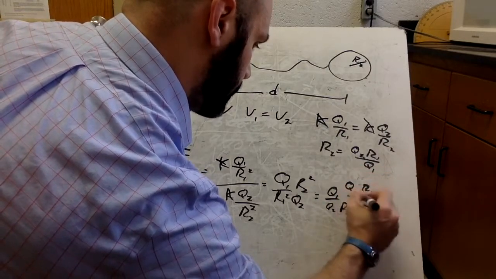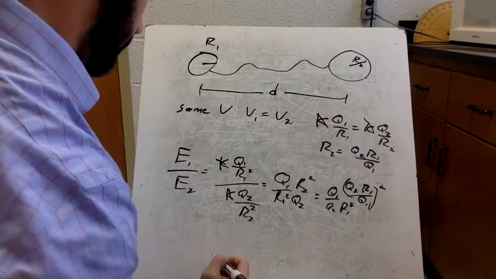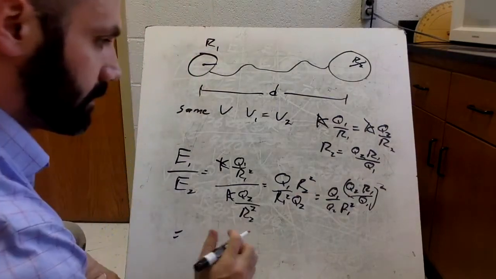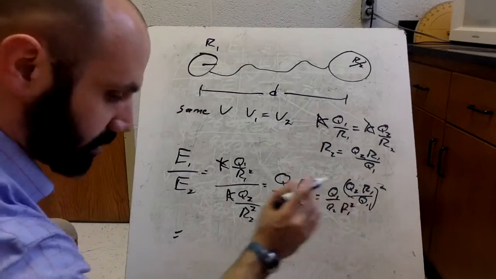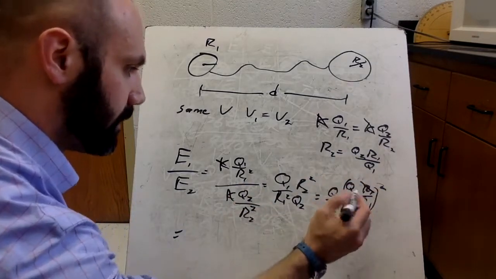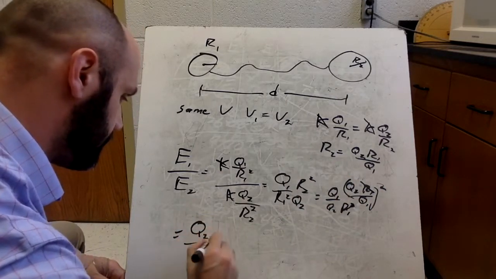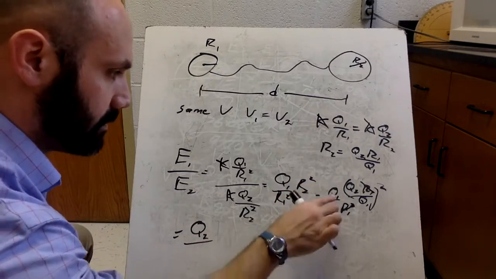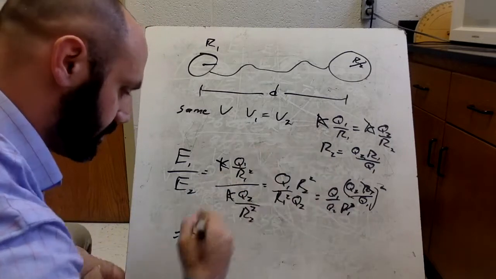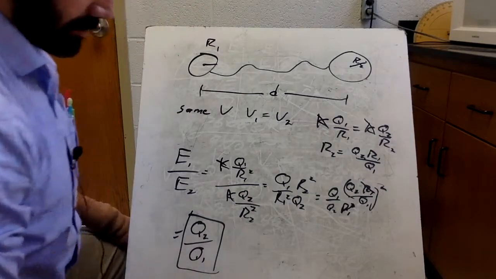q2 r1 over q1, and this is all squared. So I'm going to come down here now. That's it. Okay, so I've got r1 squared, those things cancel out. I have a q2 squared over q2, so I'm left with a q2 on top. And then down here, I have a q1 squared and a q1 here that cancels out with one of those. So it ends up being just this q2 over q1.